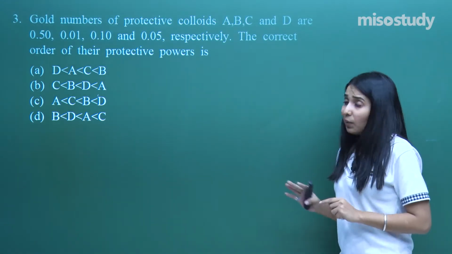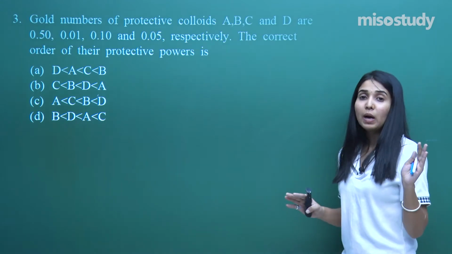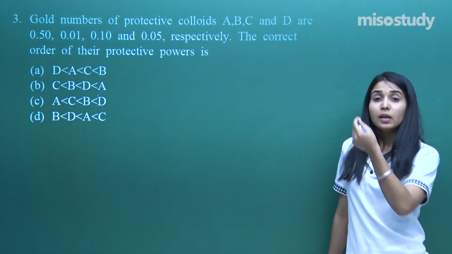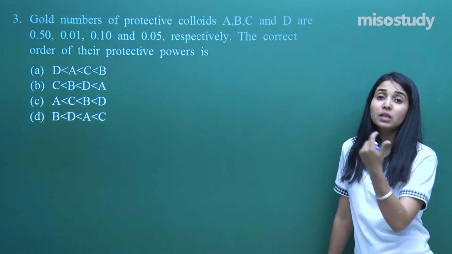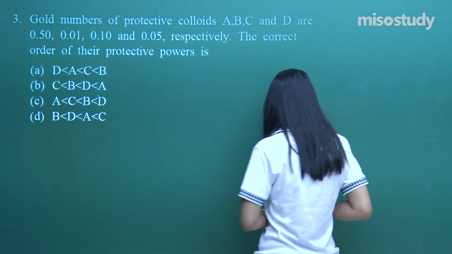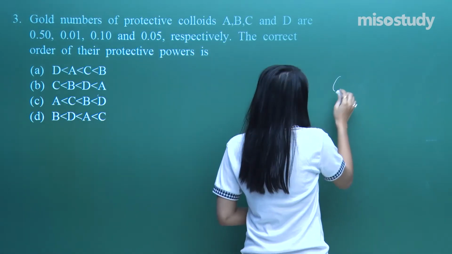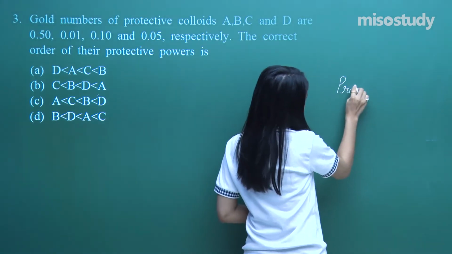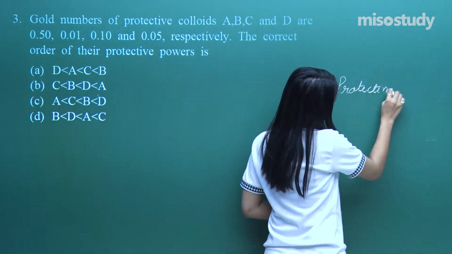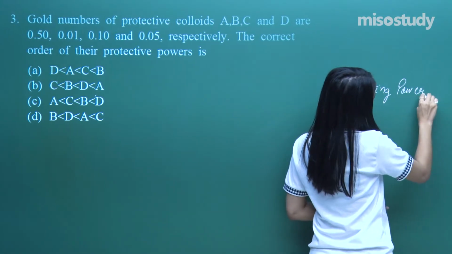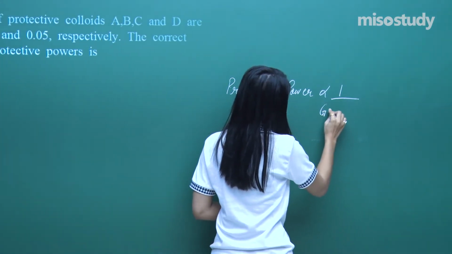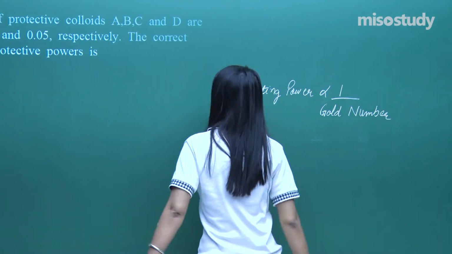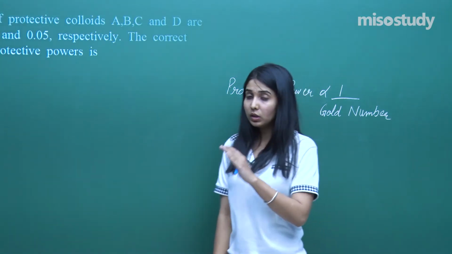That's what we know. Now I know another thing as well, that my coagulation power used to be inversely proportional to my gold number. I'll say that the higher the gold number, the lesser is the protecting power. So simply, you can say the protecting power is inversely proportional to my gold number. We do not need to go into the theory, that is not even our case.